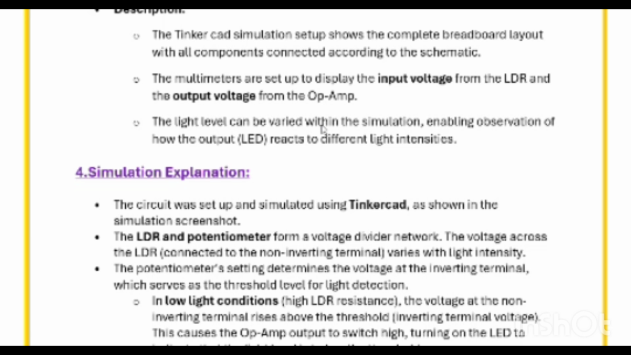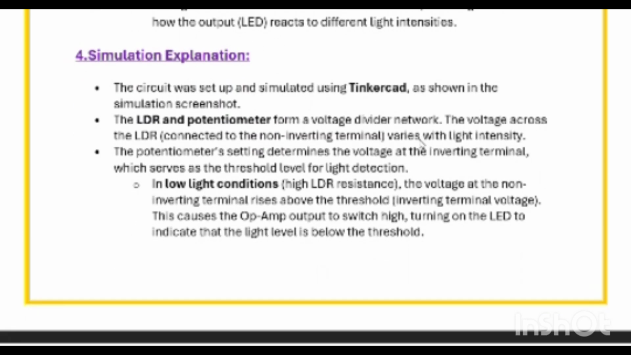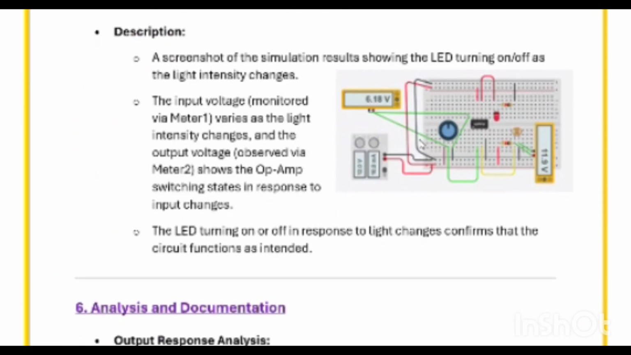Simulating light conditions: show how to adjust simulated light levels within Tinkercad. You can do this by using the light intensity settings available in the software, explaining that as you change the light intensity, the resistance of the LDR will change, which in turn alters the voltage at the non-inverting terminal of the op-amp. Output behavior is to illustrate the changes in LED state as light levels vary.